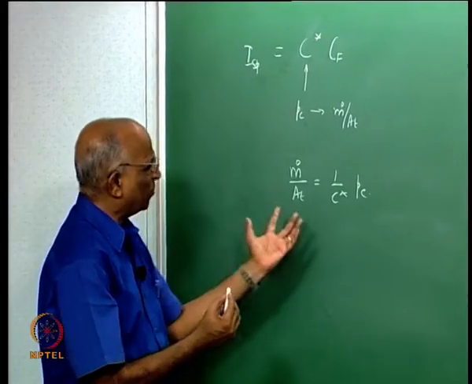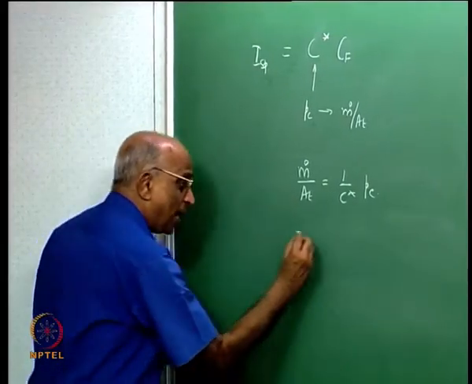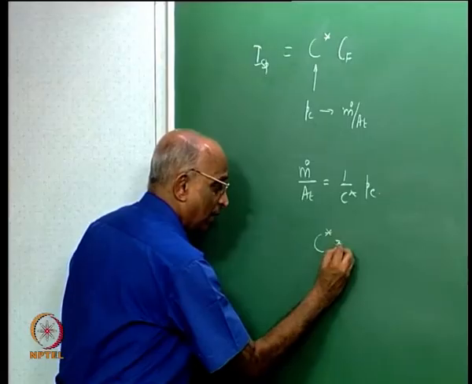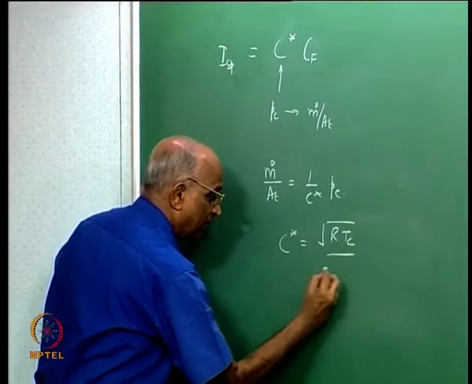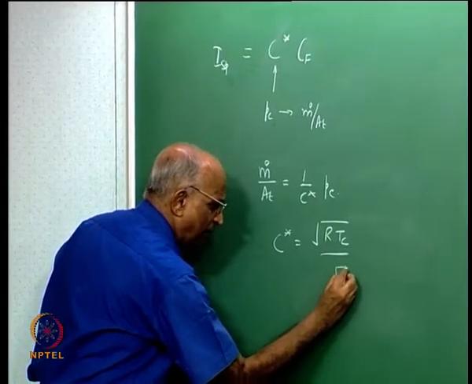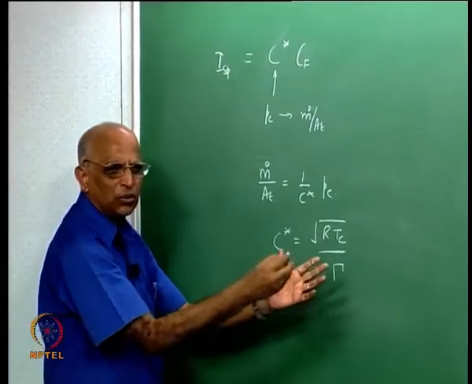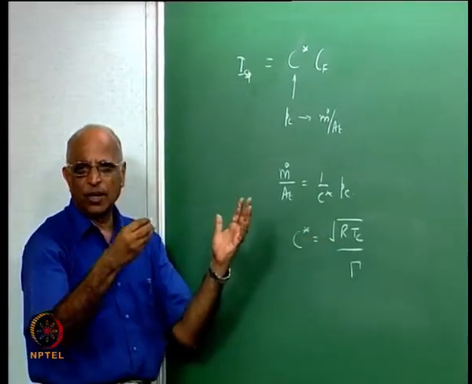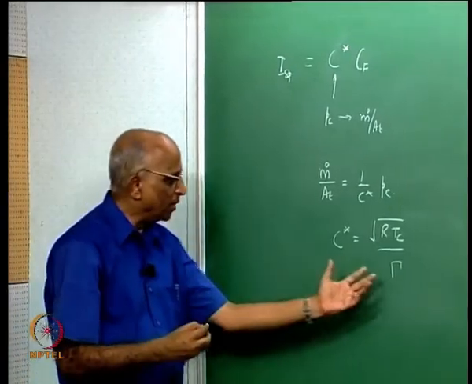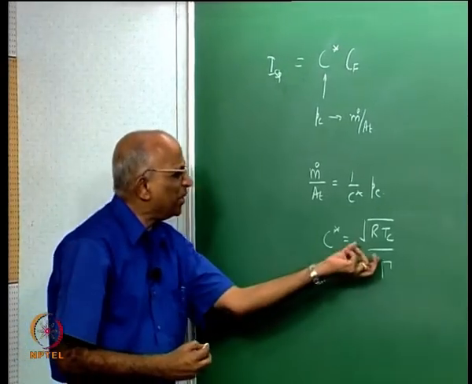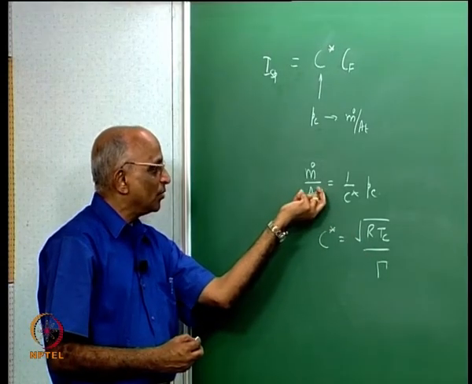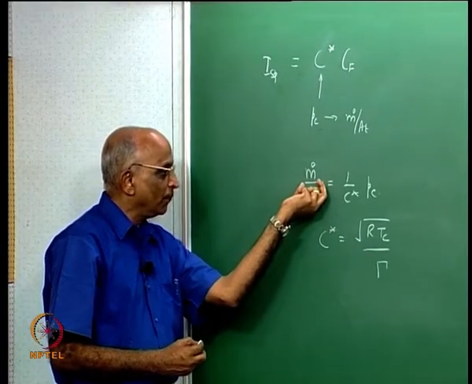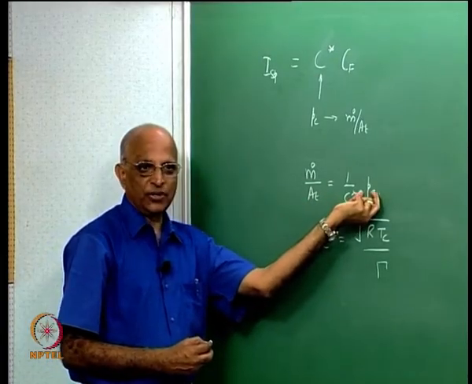What does this expression tell us? We also had the expression C star, which gave me something like under root R Tc by the value of capital gamma. It was a function of under root gamma, 2 over gamma plus 1 to the power gamma plus 1 divided by gamma minus 1. What does it really tell? It tells, supposing I have a mass flux through the nozzle, what is the value of chamber pressure I get?